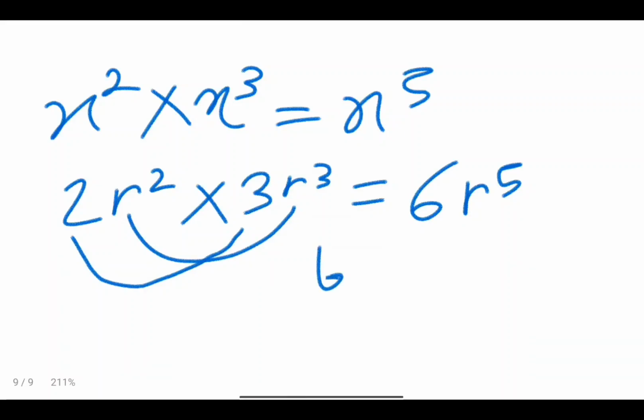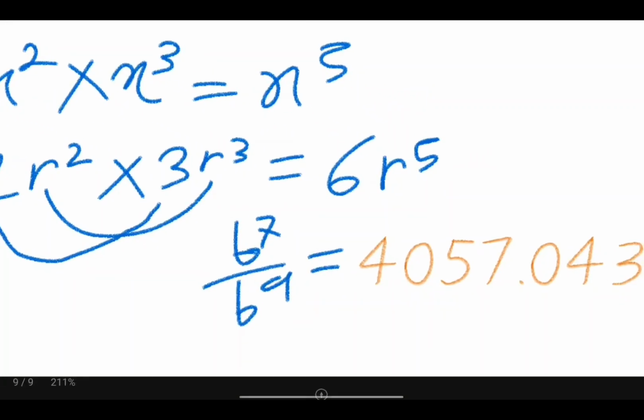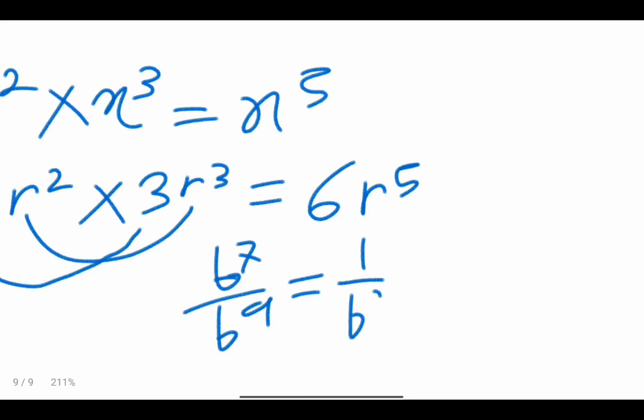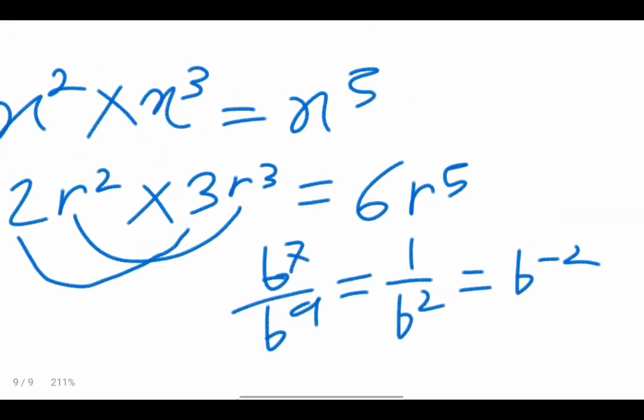If we have something like this, guess the answer, we can write it in two ways. One is 1 by b squared, the other this. Both are the same things.